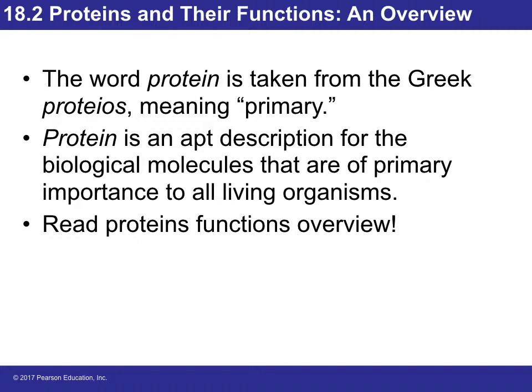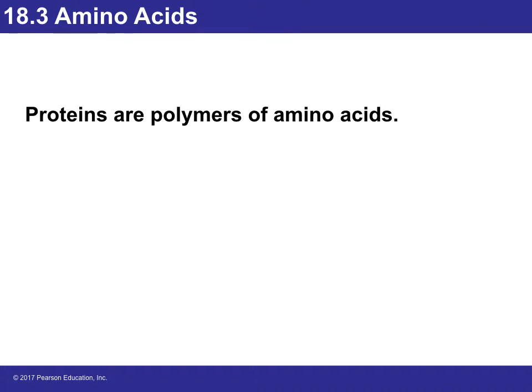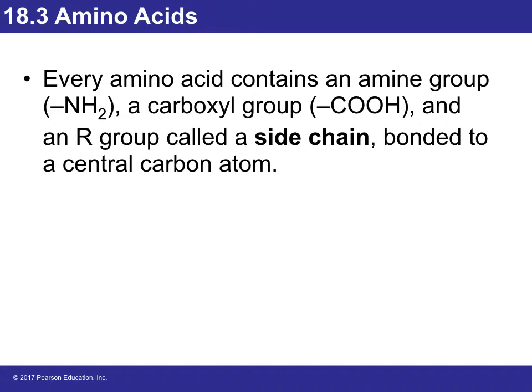I just invite you to read the protein functions overview, and I'm introducing right away the amino acids. Proteins are polymers of amino acids. So in other words, amino acids are the building blocks of proteins. Every amino acid has an amine group, dash NH2, and a carboxyl group, COOH. You also have the R group, called the side chain, that is attached to a central carbon.